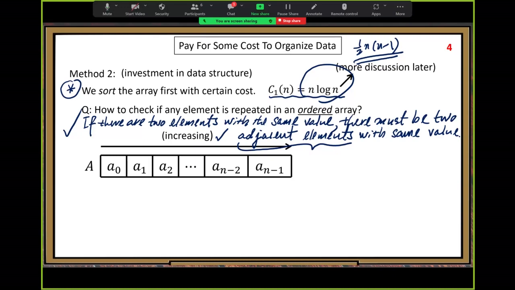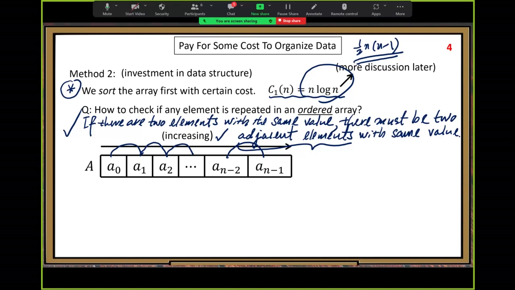The first adjacent pair, the second adjacent pair, the third, and so on. The last adjacent pair. How many of them? Counting problem. And we learned a counting technique, counting by reference. Can you use counting by reference to get this number?